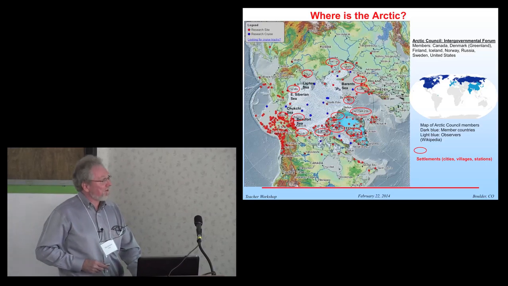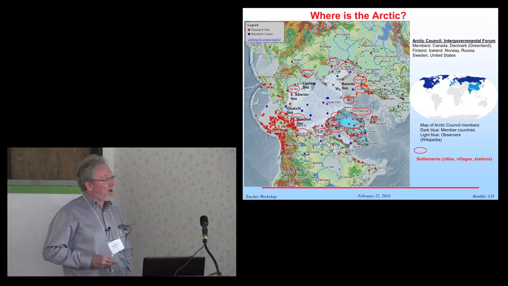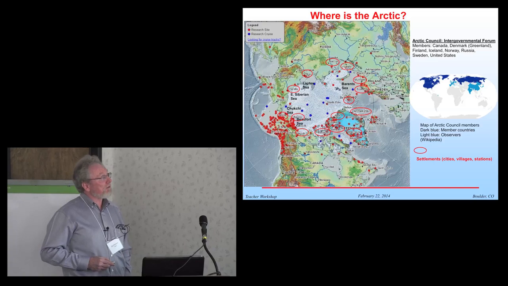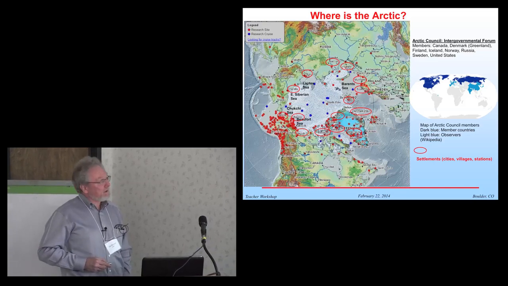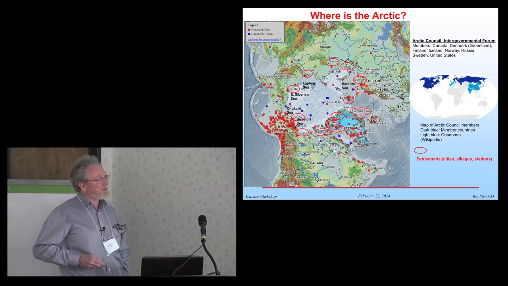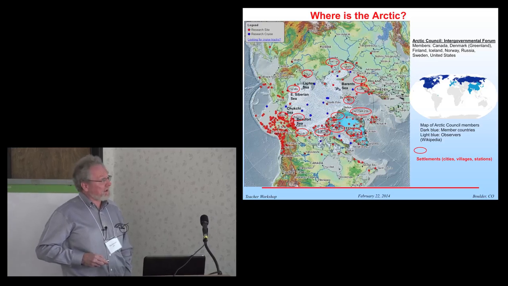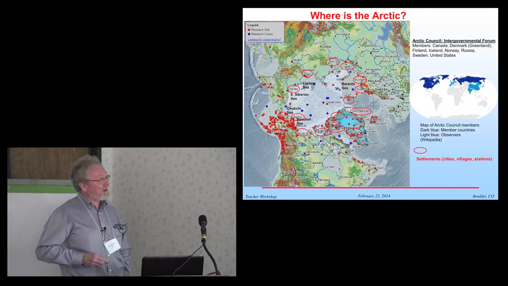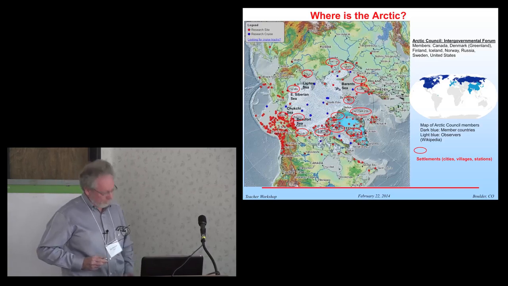I also want to mention that there is what's called the Arctic Council, which is an intergovernmental forum, and the members are Canada, Denmark, because they control Greenland, Finland, Iceland, Norway, Russia, Sweden, and the United States. There are also some observers to this Arctic Council, in the light blue here. China and India, interestingly, are observers. All the European countries are observers, and also Japan.